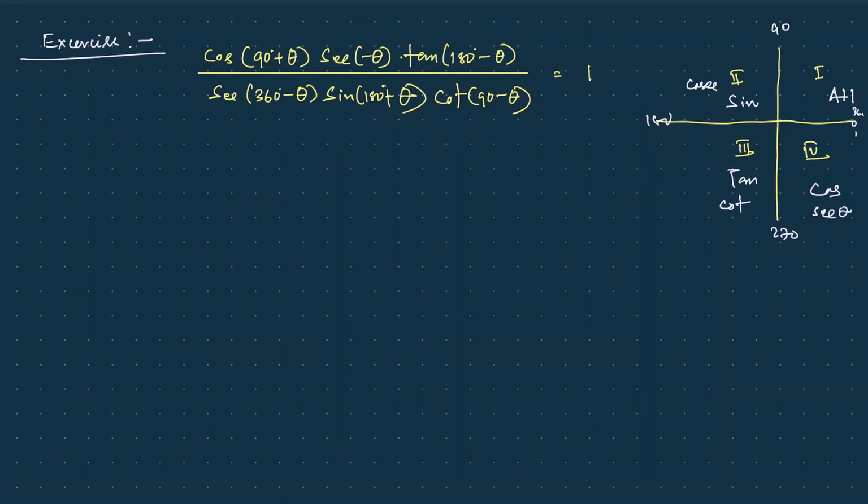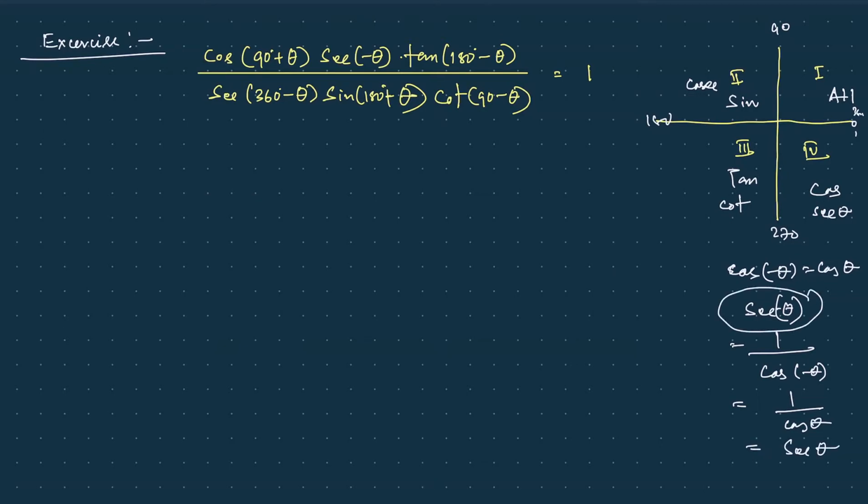Remember one more property: cos of minus theta is equal to cos theta. So cos of minus theta is equal to cos theta. So sec of minus theta will be, how it will reflect, we know that sec of minus theta means 1 by cos of minus theta, but cos of minus theta is cos theta. So it is going to be sec theta. So sec of minus theta is equal to sec theta.